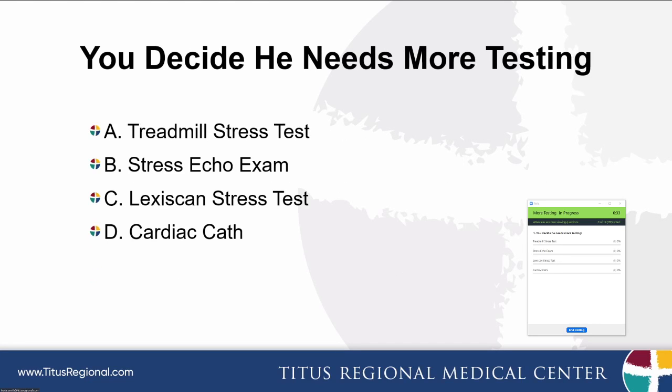So these are our options that are before us. A, do we put John on a treadmill and do a standard stress test? Or B, do we do a stress echo examination? C, do we do a Lexiscan stress test? Or D, do we take the patient and do a cardiac cath on him? And we'll open this up for polling again.